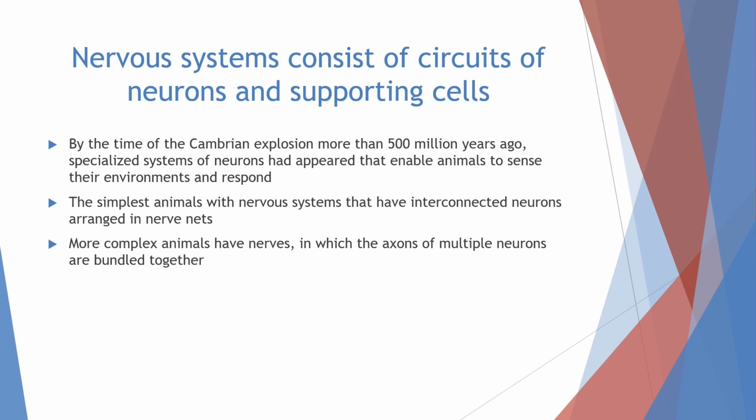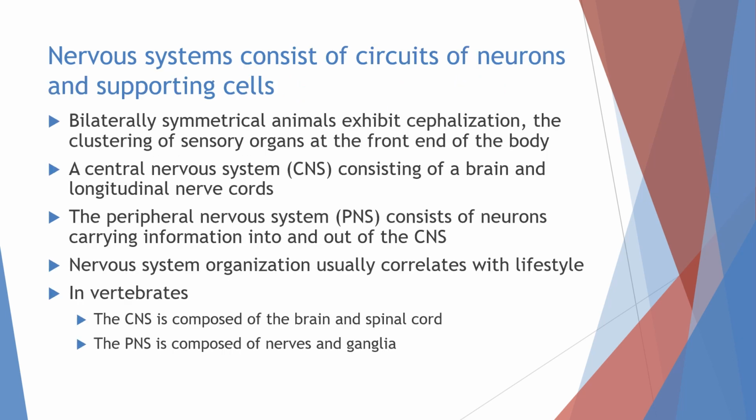Now, the simplest animals with a nervous system usually just have interconnected neurons arranged in nerve nets throughout their body. But in more complex animals like humans, we have nerves, which have axons and multiple neurons bundled together in widespread networks throughout our body that all communicate and work together through stimuli and cognitive abilities. Nervous systems consist of circuits of neurons and supporting cells, and within this there are different types of circuits.